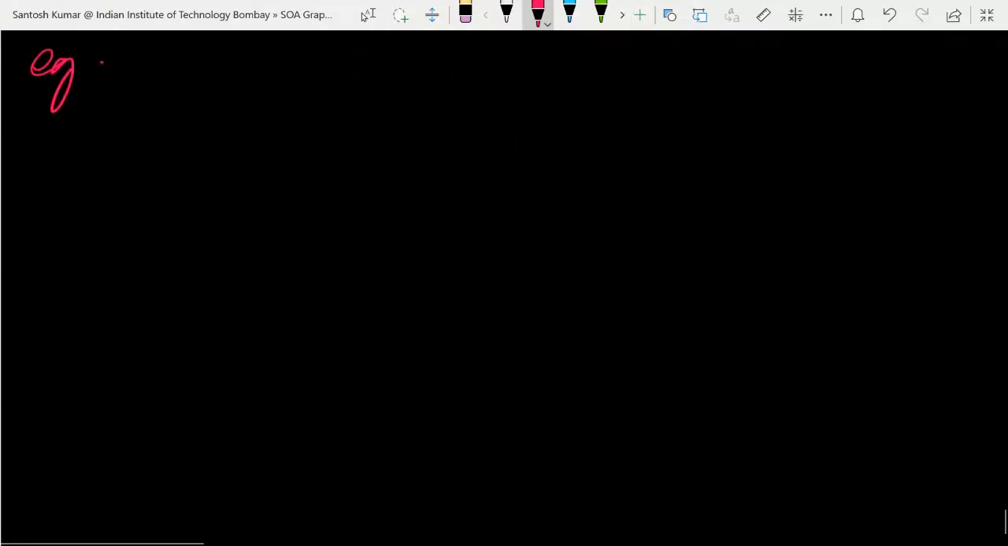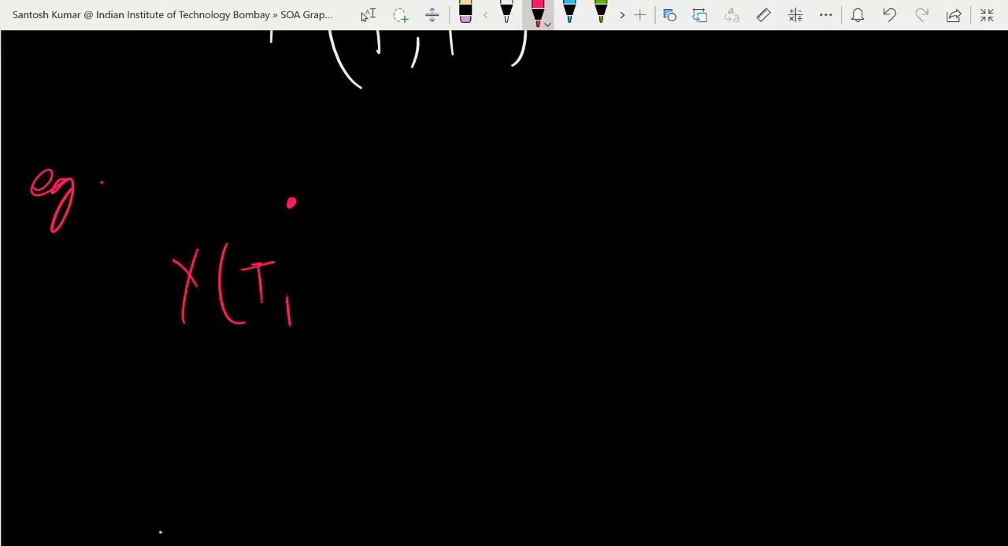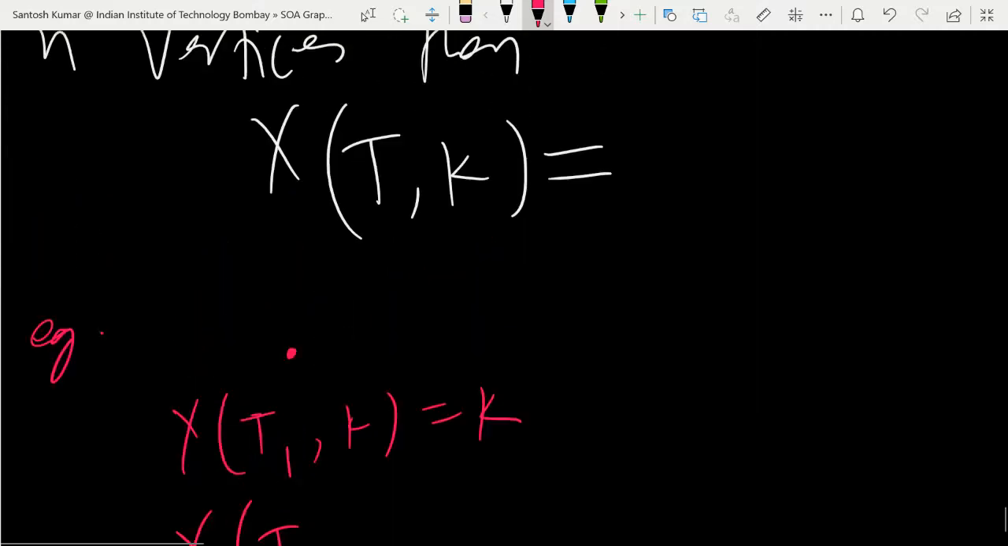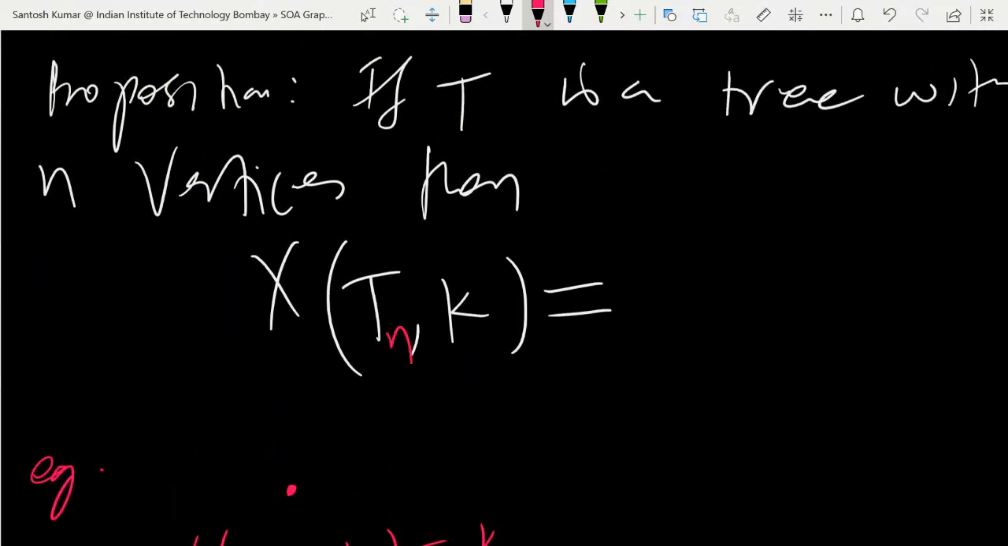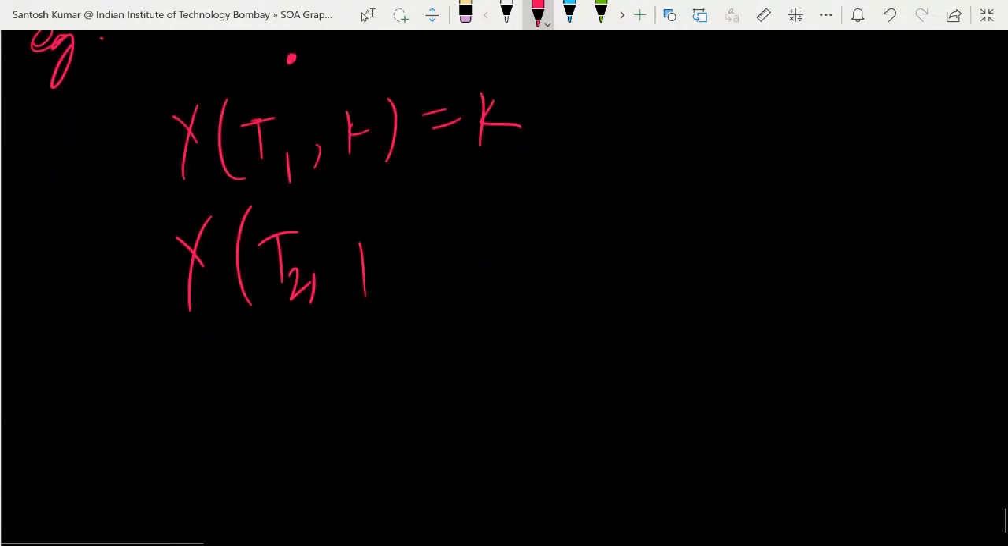Suppose I take a simple case. If you take just one vertex, T1, a tree with one vertex, using k colors you have k choices. Now in place of T, let me write Tn, meaning a tree with n vertices. So T2 comma k: you have two vertices and they have an edge.